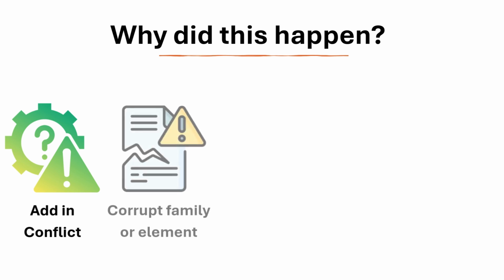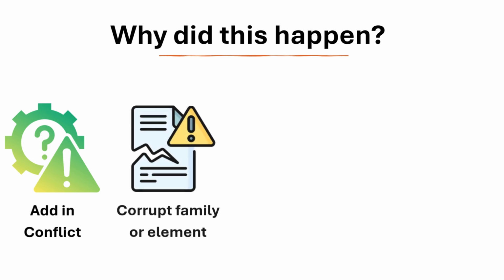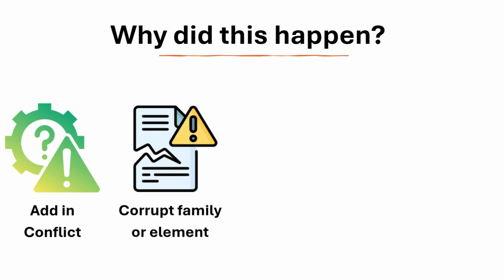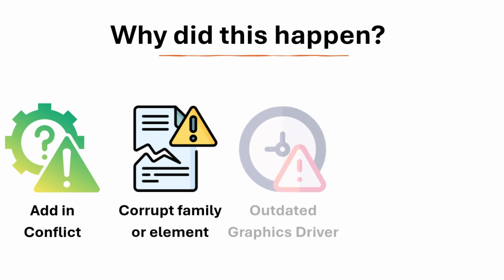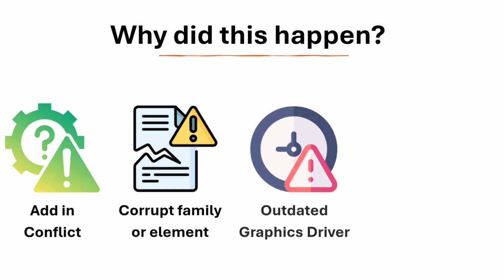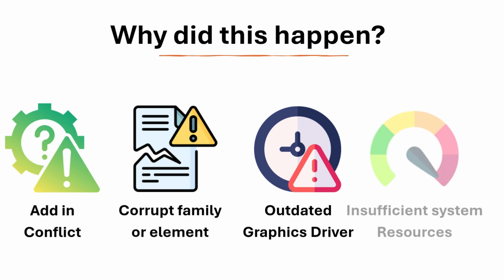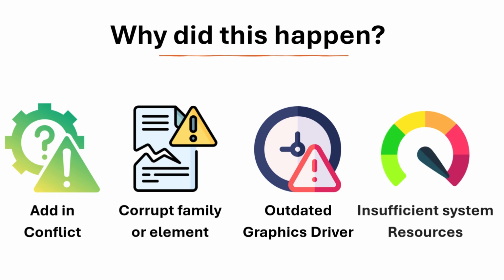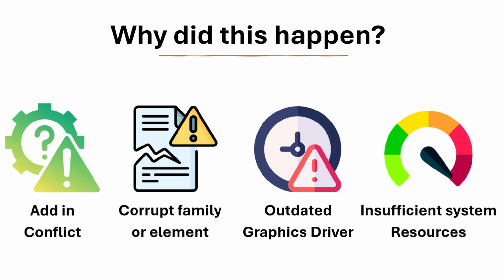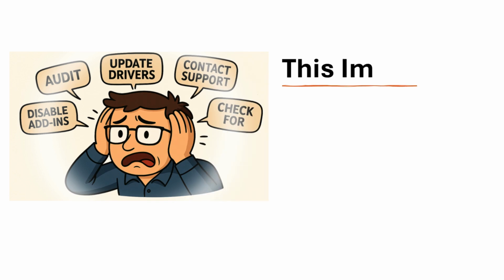2. Corrupt families. A single broken element or a buggy RFA file can act like a digital landmine when Revit tries to render it. 3. Outdated graphics drivers. If your GPU and Revit aren't speaking the same language, the visual engine simply gives up. And 4. Insufficient resources. If you run out of RAM or disk space during a heavy task, Revit has no choice but to close.